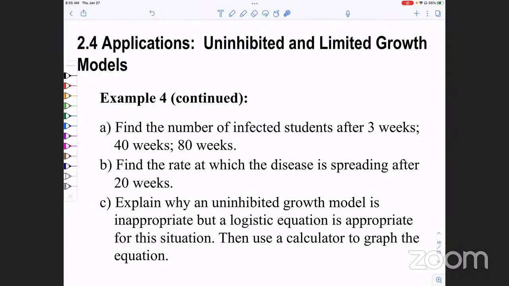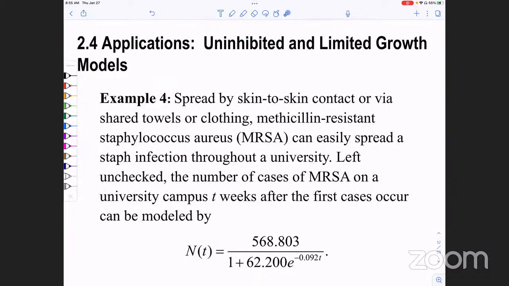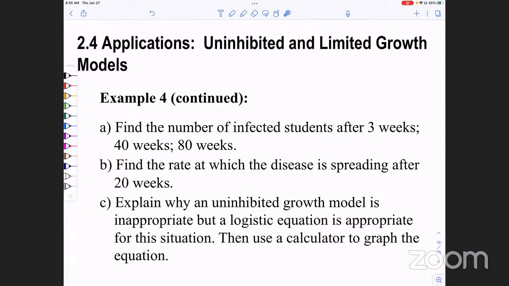Find the rate at which the disease is spreading after 20 weeks. We kind of need to, okay, we could take the derivative here. Explain why an uninhibited growth model is inappropriate, but a logistic equation is appropriate for the situation. They use a calculator to graph the equation, okay? For part A, just plugging in 3 weeks, 40 weeks, and 80 weeks, you just plug it into that formula.